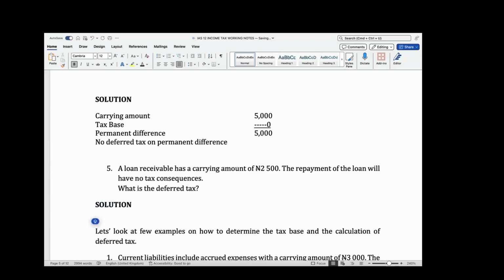Question 5. A loan receivable has a carrying amount of 2,500 naira. The repayment of the loan will have no tax consequences. What is the deferred tax?